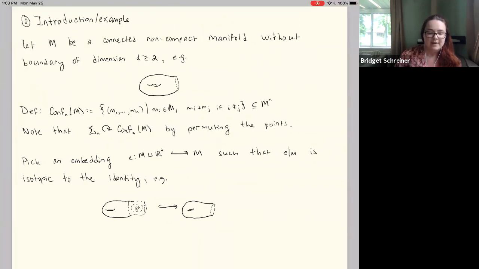Because M is non-compact, we can pick an embedding of M union R^d into M, which is nice enough, which basically means that we can insert a copy of Euclidean space out near infinity is how you can think about that. And nice enough just means that it's isotopic to the identity. So it's not changing the manifold too much by inserting this copy.